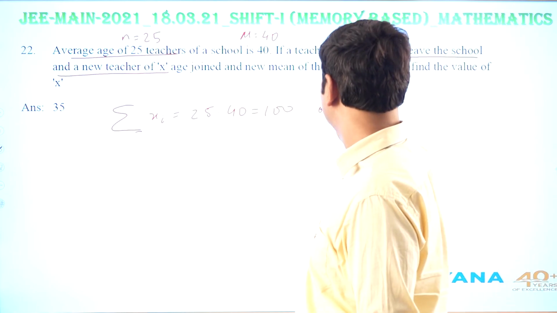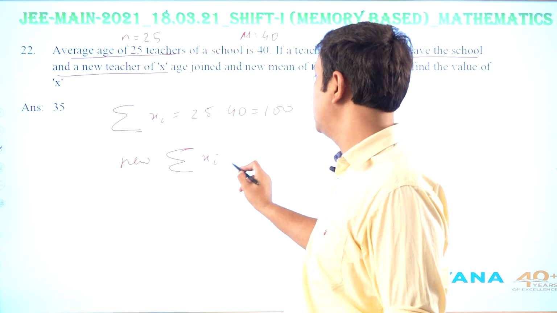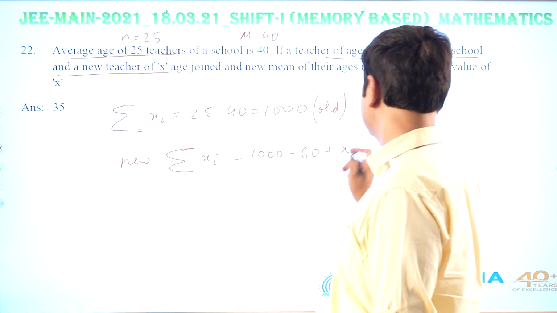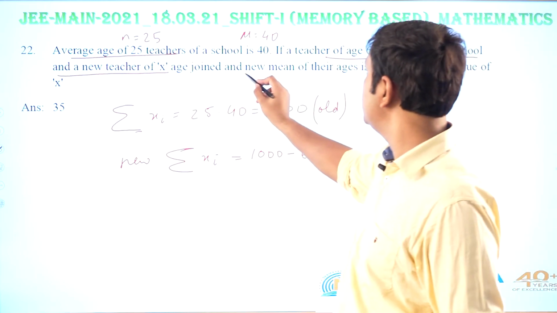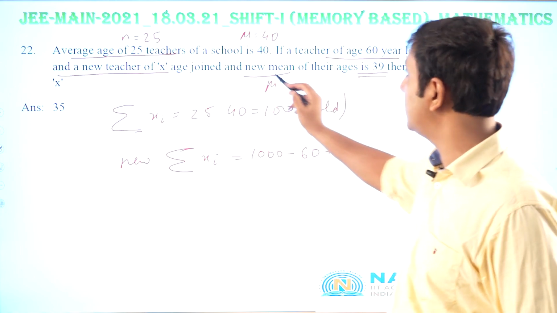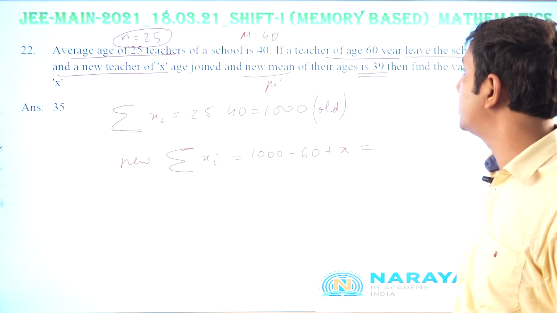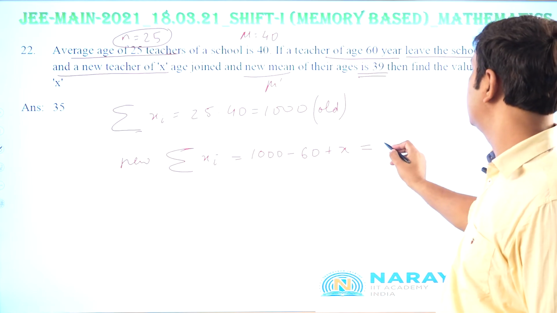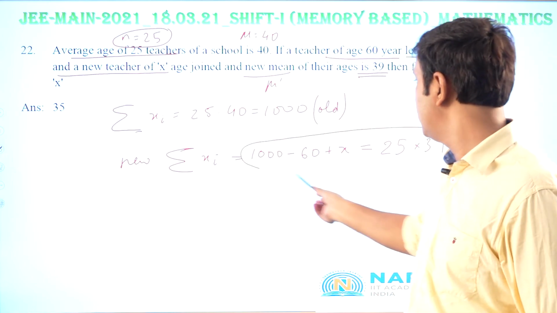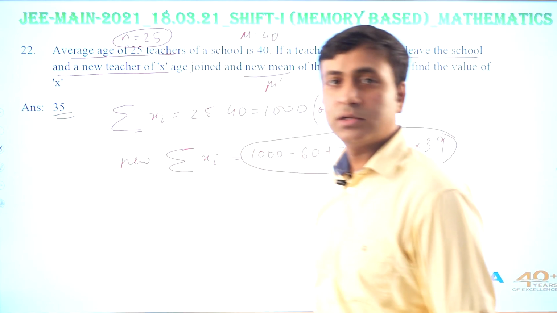The new summation xi, 60 will be reduced and x will be added. So this is old, new summation xi is, sorry, this was 1000 minus 60 plus x. Everybody understands? And the new mean, let us say mu dash, becomes 39. New mean is 39, and now number of observations is still 25. One observation has been added, one deleted. So this should be equal to 25 into new mean 39. Fairly simple. We will calculate the value of x, we'll mark it, we'll move on to the next question.